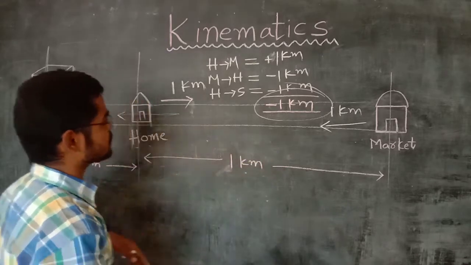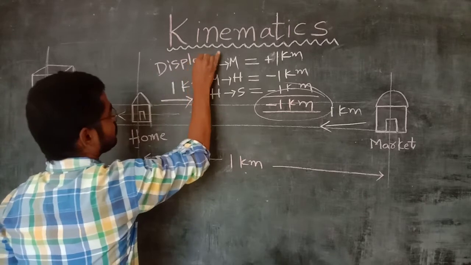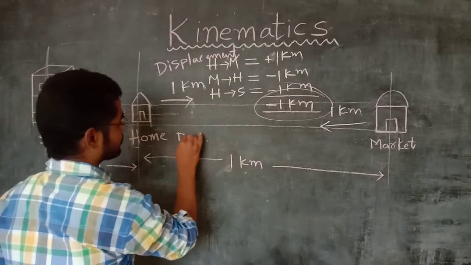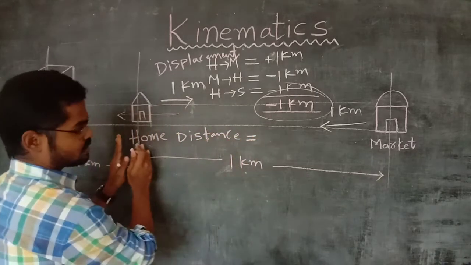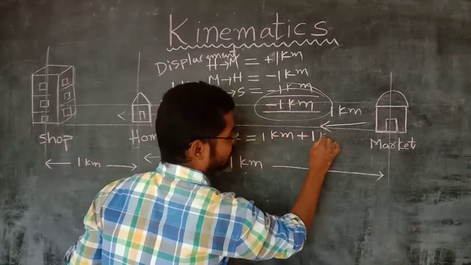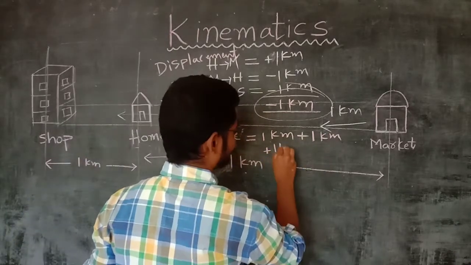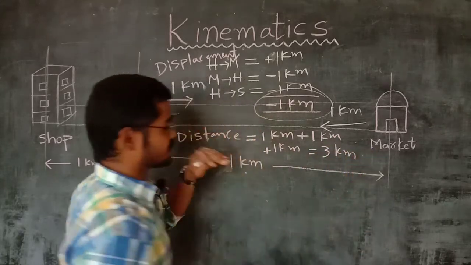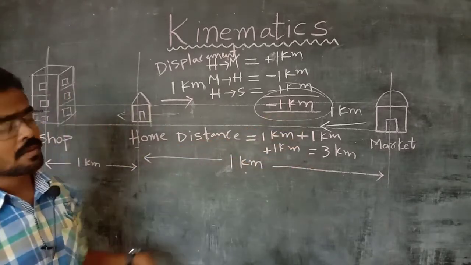So here what is the distance? This is for displacement. And now what is distance? Distance is very simple. From his home to market plus 1 kilometer, next market to home, no need of taking direction, plus 1 kilometer, again from home to some Reliance Mart 1 kilometer, total of 3 kilometer. So distance is 3 kilometer and displacement is minus 1 kilometer.